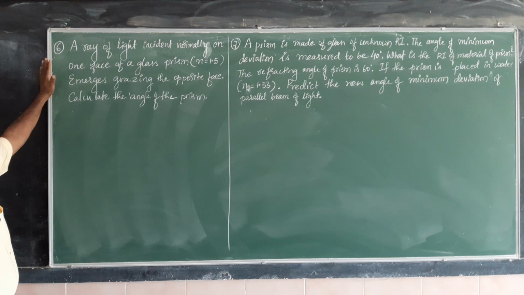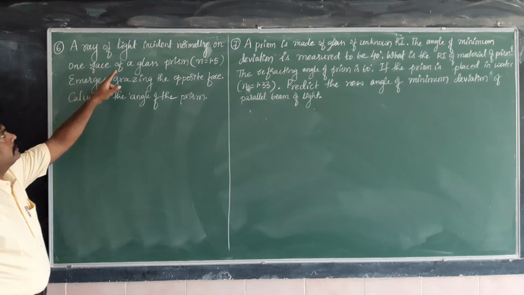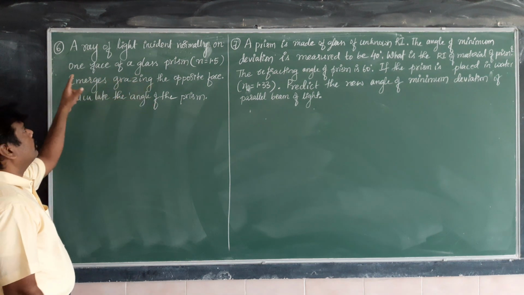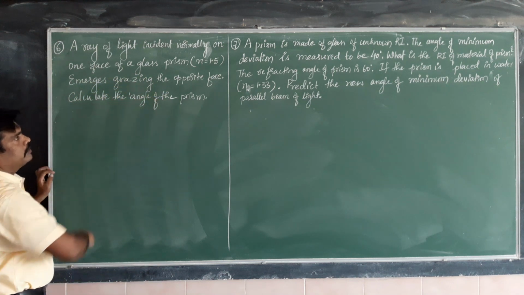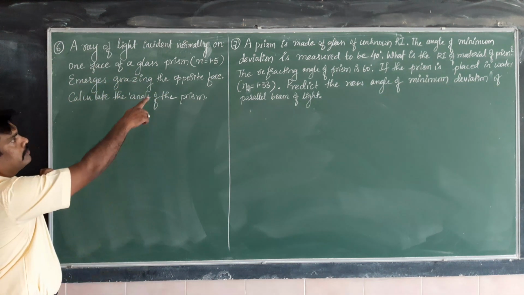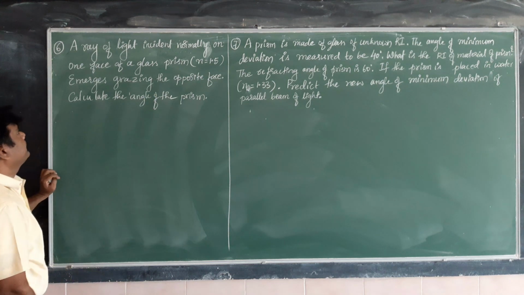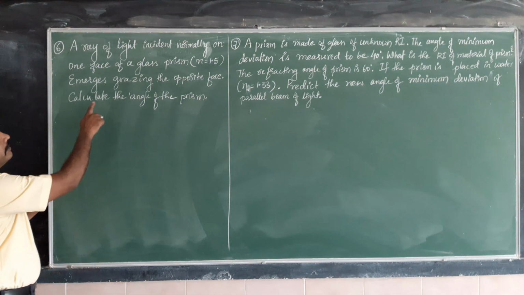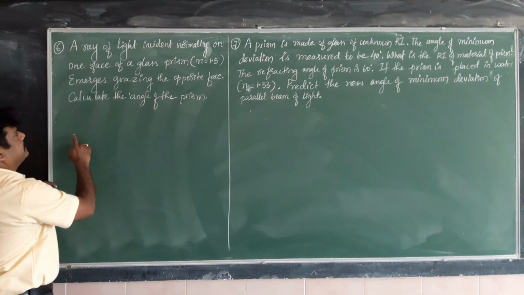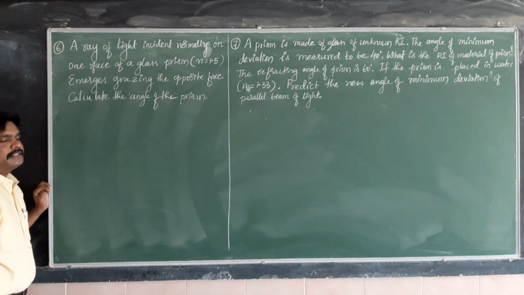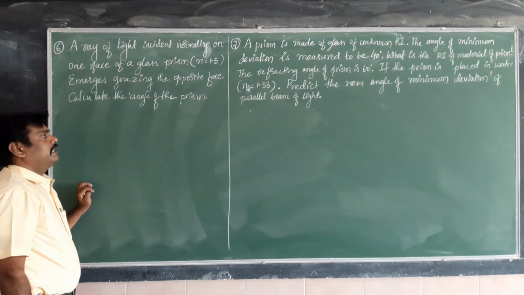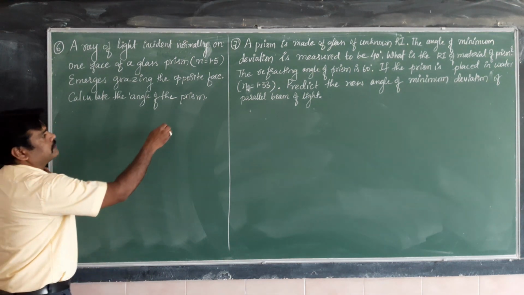In this problem, a ray of light is incident normally on one face of a glass prism. The refractive index of the prism is given. How much is it? n is equal to 1.5. The ray emerges grazing the opposite face. Calculate the angle of the prism. Actually, this is a NEET and CET level question.